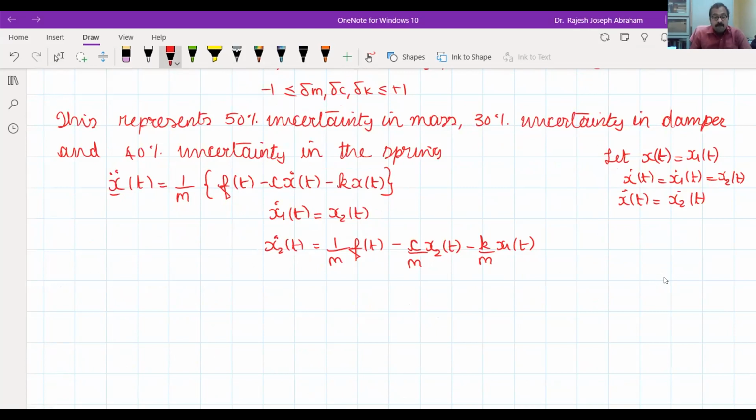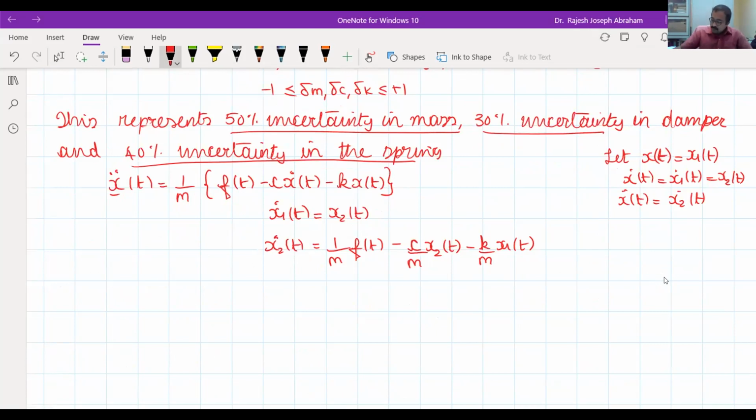So what is m? m is the perturbed parameter, because there is 50% uncertainty in the mass. What is c? c is the perturbed damper, with 30% uncertainty in the damper constant. And what is k? k is the perturbed spring parameter, with 40% perturbation in the spring constant.